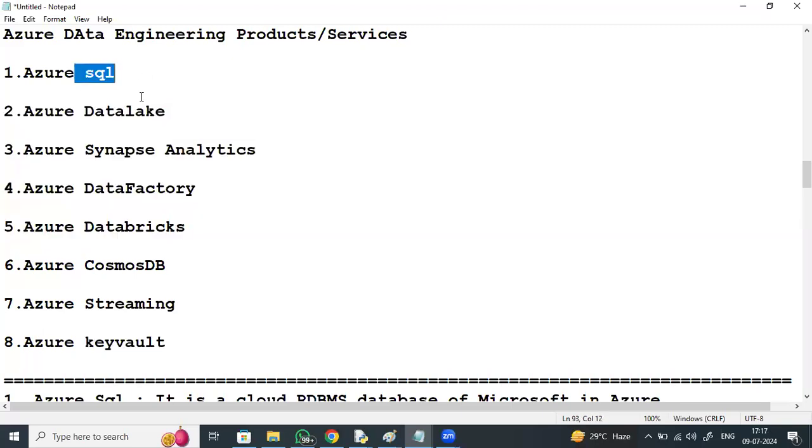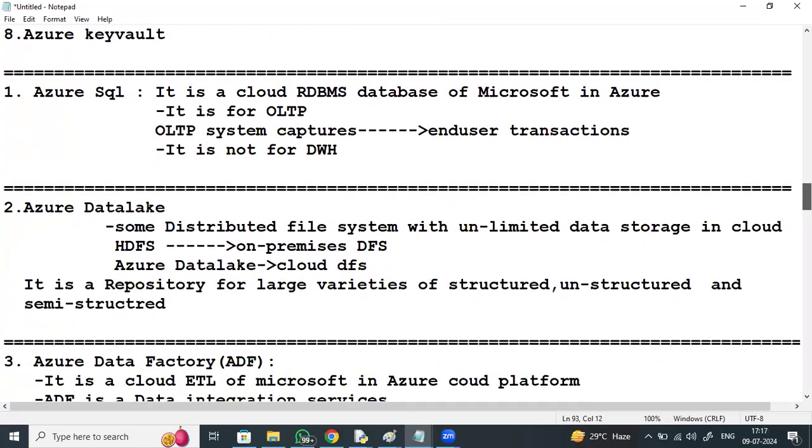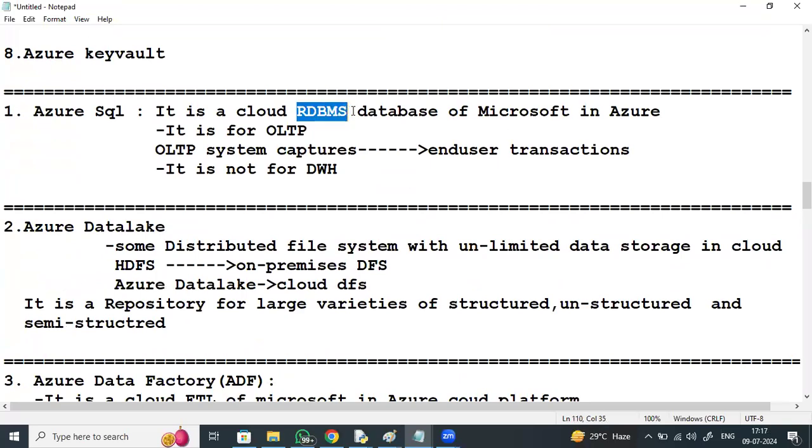Azure SQL is a cloud RDBMS database of Microsoft in Azure. It is for OLTP, online transactional processing. OLTP captures the end user transactions. It is not for data warehouse purposes.